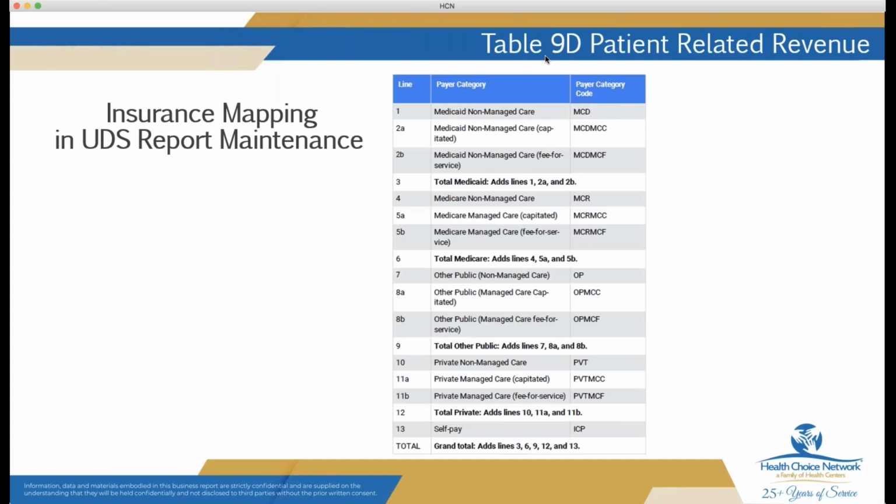So here, this is the insurance mapping that you would set up in the insurance report maintenance on the insurance page. This screenshot shows which payer category corresponds to which line for Table 9D.